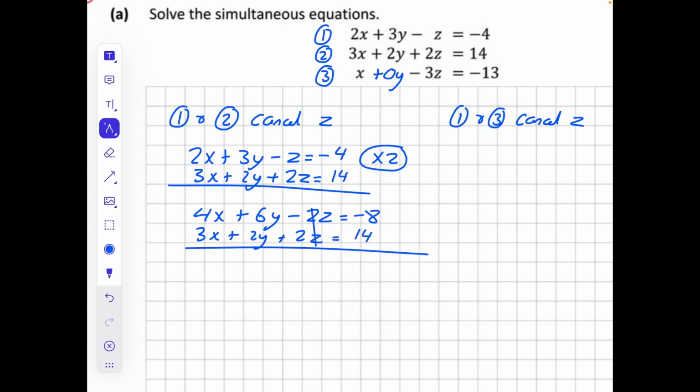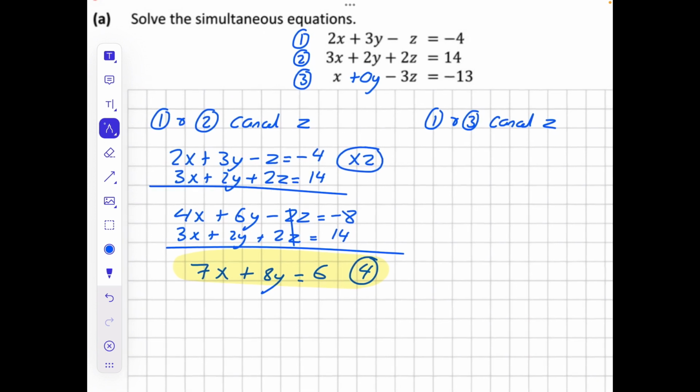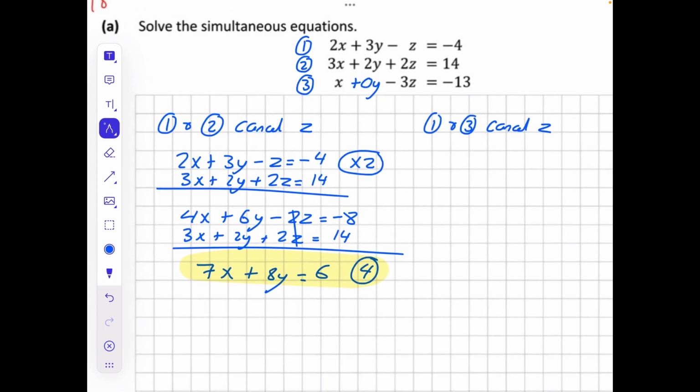Okay, z's cancel. We have 4x plus 3x, that will give me 7x. We have 6y plus 2y is 8y is equal to minus 8 plus 14, which will be 6. I'm going to call that equation 4 and just highlight it so I don't lose it. So that's my first step done. And now I'm going to do 1 and 3 and cancel z's with those.